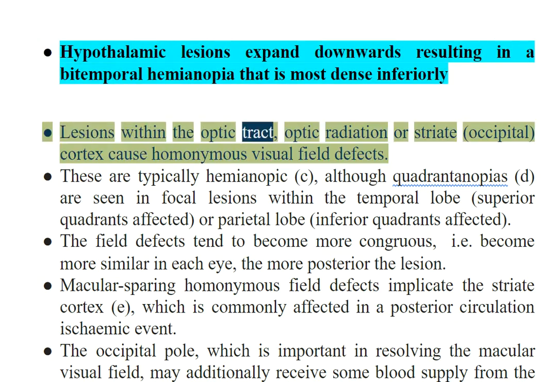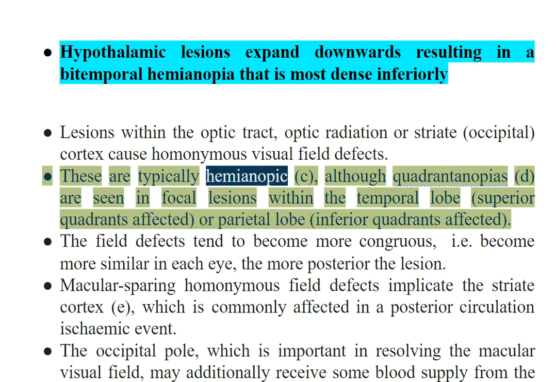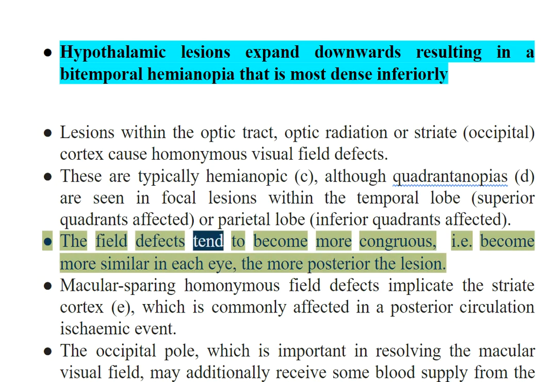Lesions within the optic tract, optic radiation, or striate, occipital, cortex cause homonymous visual field defects. These are typically hemianopic, C, although quadrantanopias, D, are seen in focal lesions within the temporal lobe, superior quadrants affected, or parietal lobe, inferior quadrants affected. The field defects tend to become more congruous, i.e. become more similar in each eye, the more posterior the lesion.